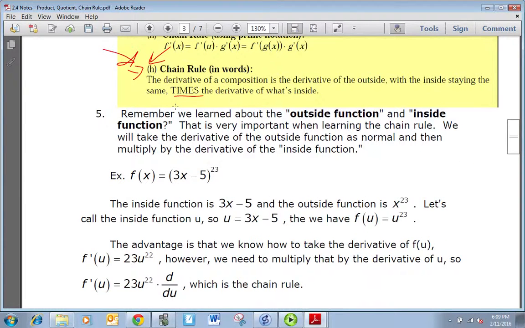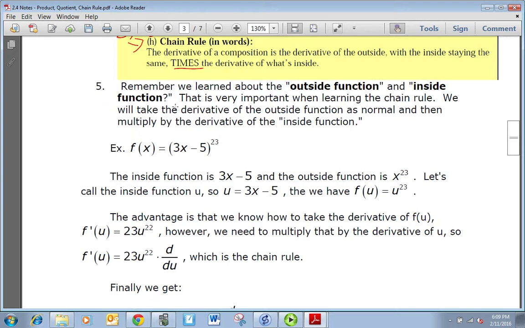Remember, we learned about the outside function and the inside function before, and this is very important for the chain rule. So if I have f of x equals (3x minus 5) to the 23rd power and I want to take the derivative, the inside function is the 3x minus 5 and the outside function would be x to the 23rd. It's composed of those two functions. So we let u be the inside function, so u is equal to 3x minus 5, and we can rewrite it as f of u is u to the 23rd power. Now it's easy to take the derivative of that, it's just 23u to the 22nd power.